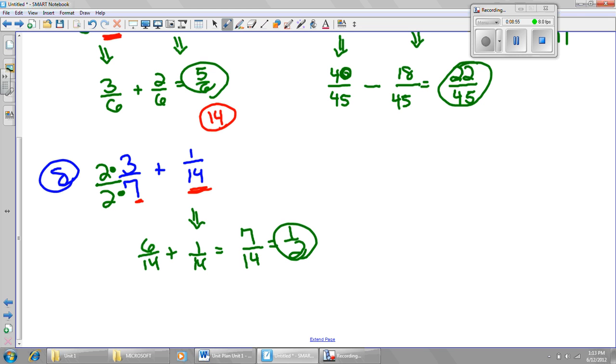And there you go. All right, so that's a brief lesson on adding and subtracting fractions with like and unlike denominators. There will be an extra practice video attached to this where you can try some on your own.